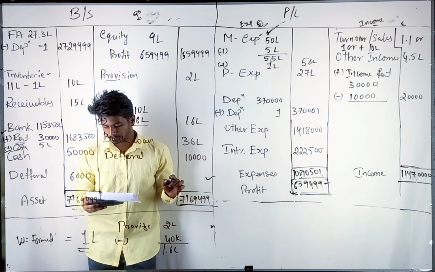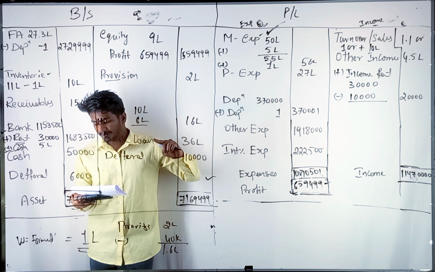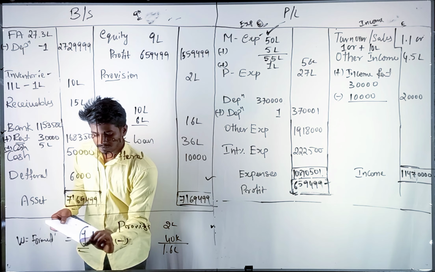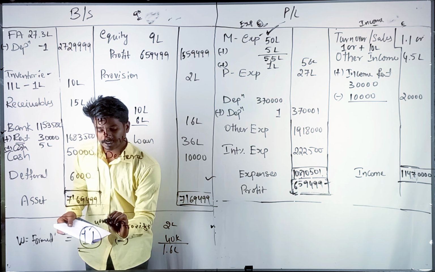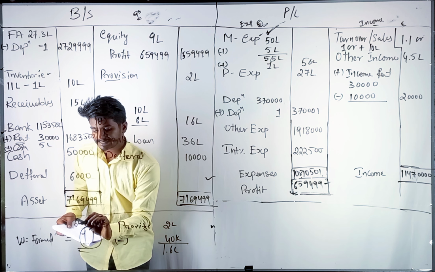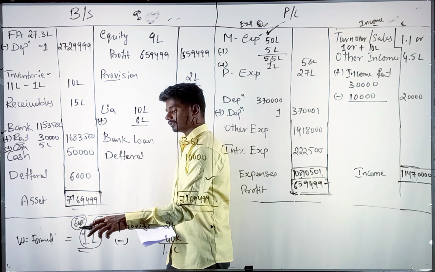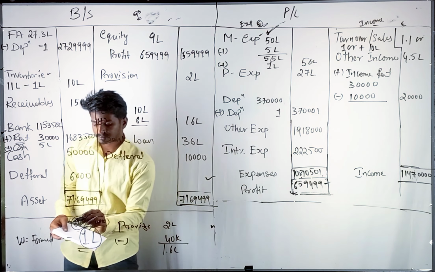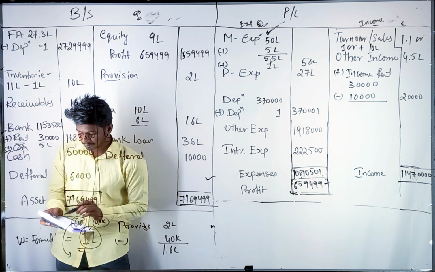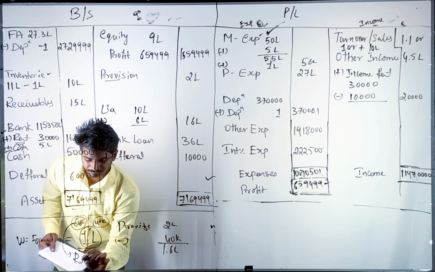Next, in the next point, remaining 60,000. Out of this 1 lakh, we have paid 40k. Remaining 60k is there, right? Remaining 60,000 is there. That is what we did. We have reversed.